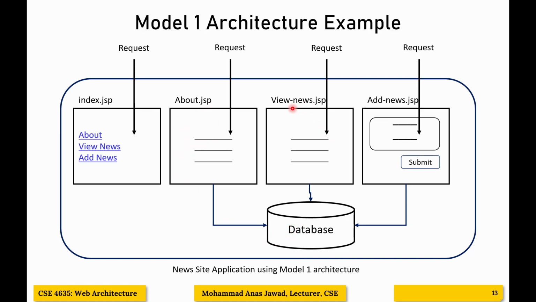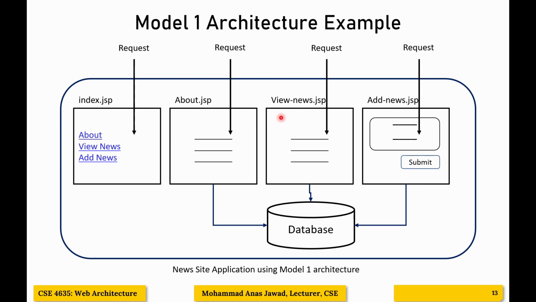Next, we have this view news page, and whenever a client requests this view news page, it will contain some business logic, which will essentially extract the current news from your database and then display it to your client. Okay, and finally, we have this add news page, which also contains some business logic, which will take this form action, or which will contain the information that the client has filled up inside this form, and then it will contain some code to write that information inside your database.